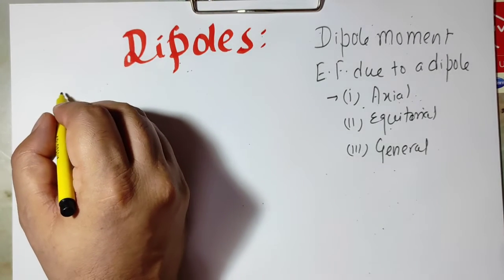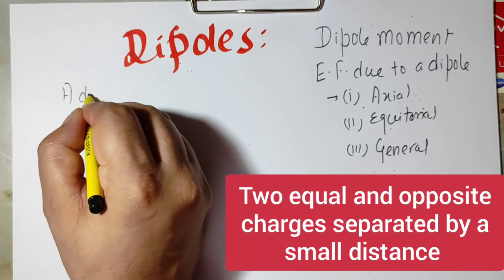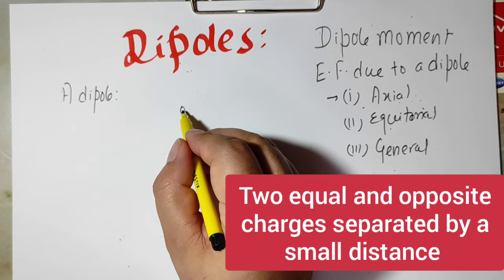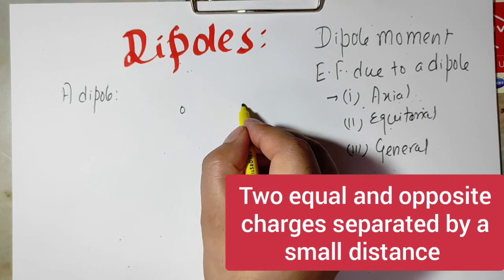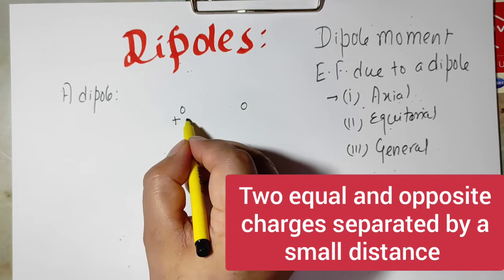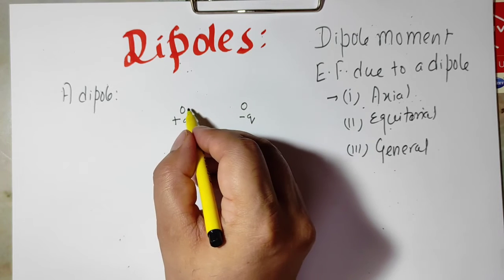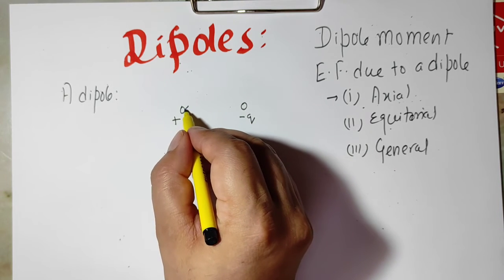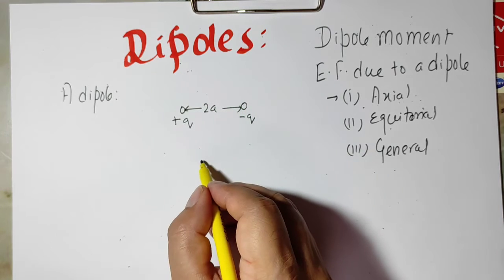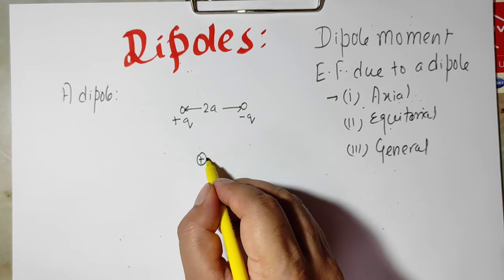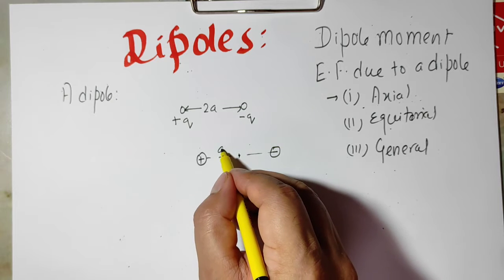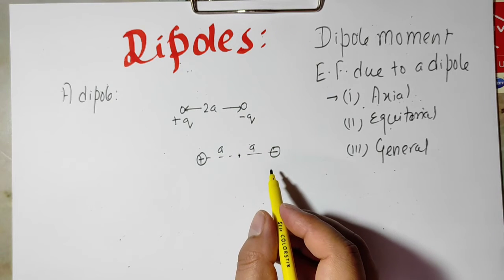First of all, what is a dipole? A dipole is simply two equal and opposite charges separated by a small distance. These charges are equal but opposite. This is plus q, this is minus q, separated by a distance, and the distance is 2a. Basically, the dipole you must have seen like this, with a midpoint, this is a and this is a. It's a dipole.